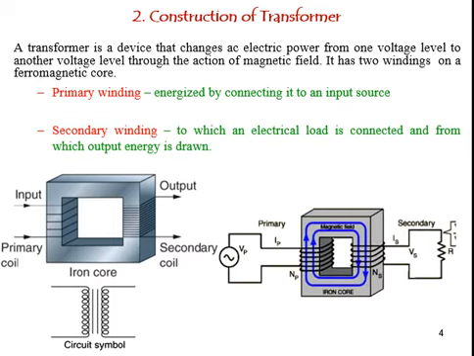Now we come to another figure where we can see that the primary winding is connected to an AC voltage Vp, while the secondary winding is connected to a load R.